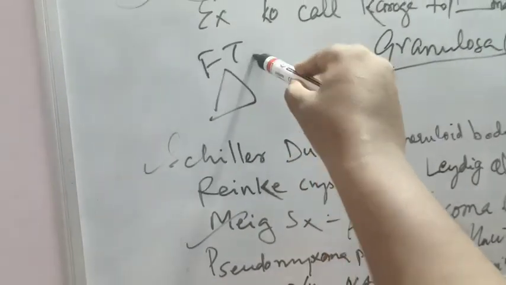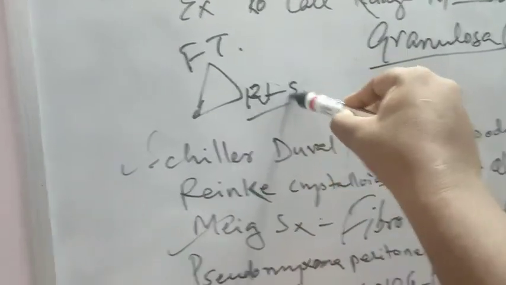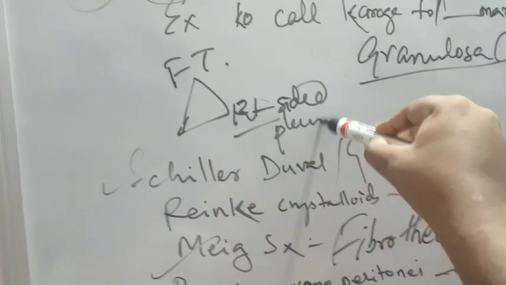Okay. Now tell me about Meigs syndrome. There is a triad. What is the triad? One is fibrothecoma. Other one is what? Right-sided pleural effusion. Right side. Remember this word, right. And the other one is ascites. So that is the triad of Meigs syndrome. Okay, other than that, other things are self-explanatory.